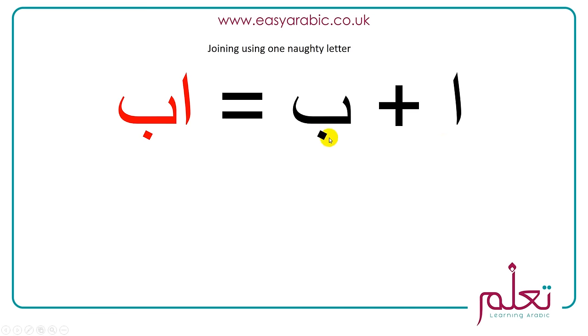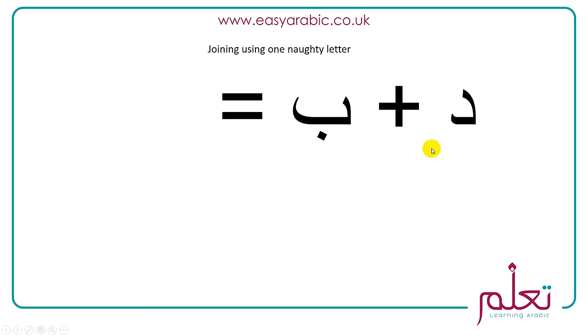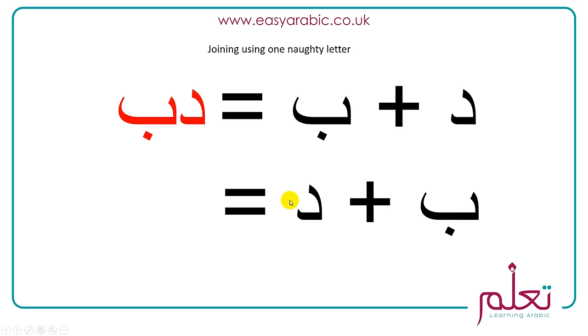But if we swap these two around, now the Ba comes before the Alif, so it can join on. The Ba is joined to the Alif, which becomes Ba. The next one is the letter Dal, and again the Ba. The Ba comes after the Dal, which means we can't join these two together, so it looks exactly the same, which is Dub. But if we swap these two around, we get Bad, because the Ba comes before the Dal.